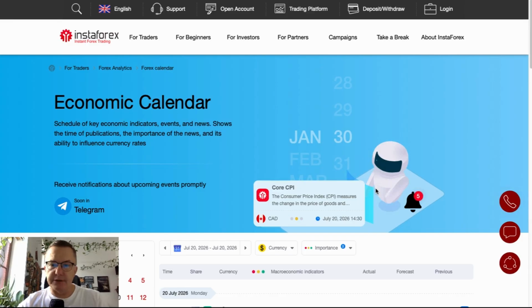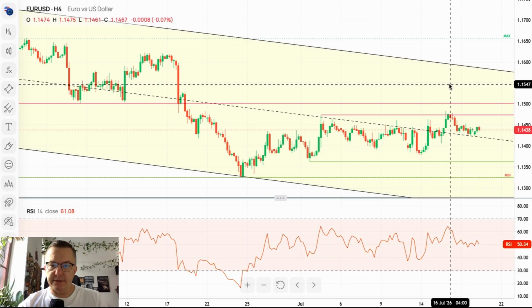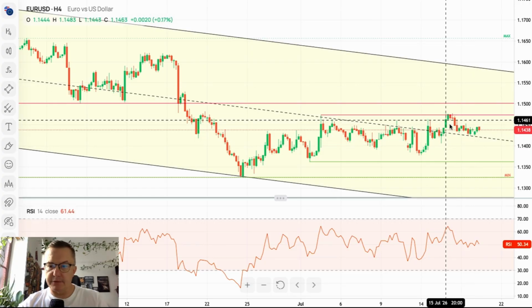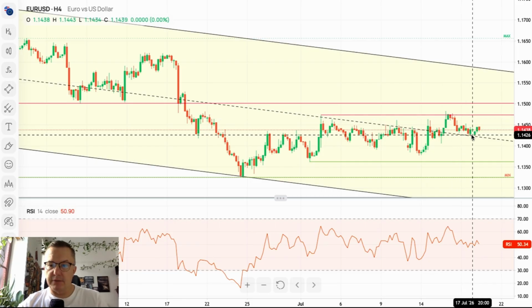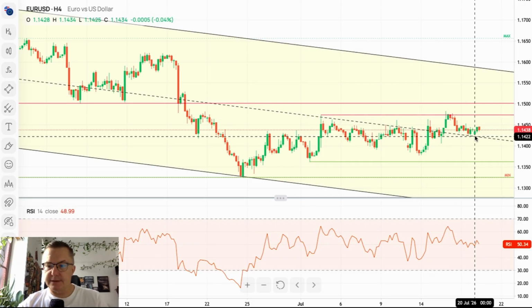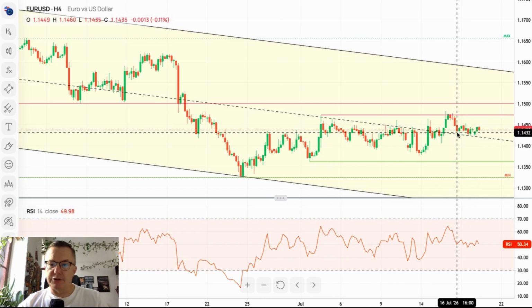So without any further ado, let's switch to the charts and we start with euro dollar. The four hour time frame chart of the euro dollar doesn't actually show any sign of improvement. We had a breakout above 1.1475 last week. Nevertheless, we came back inside the range, just above the upper channel line.